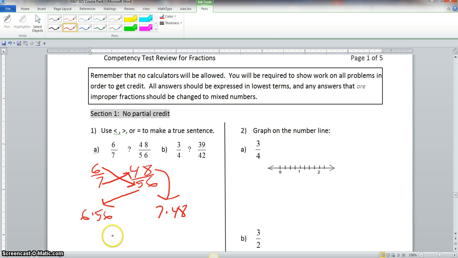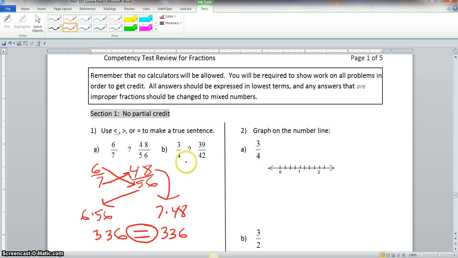Now we multiply. 6 times 56 is 336. 7 times 48 is also 336. Now that means that both of these fractions are equal to each other. So your answer here will be equal.